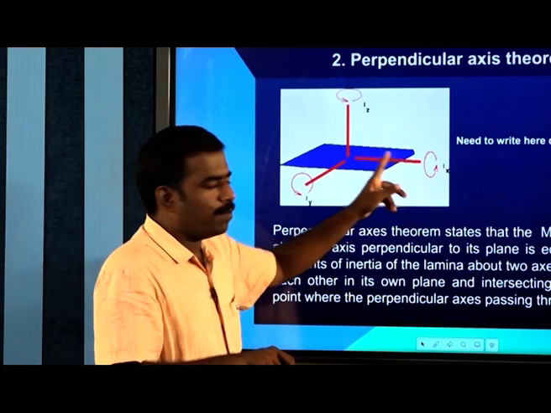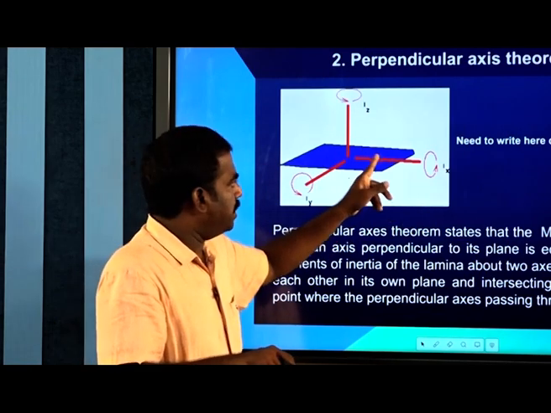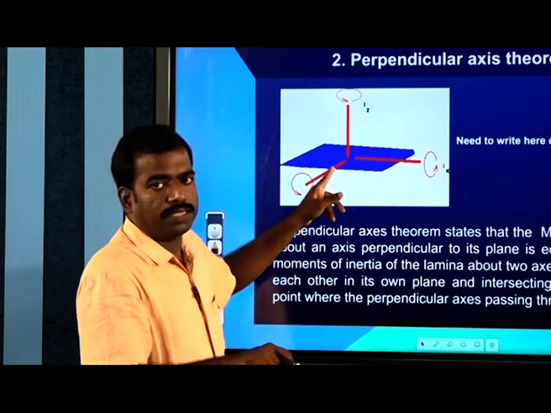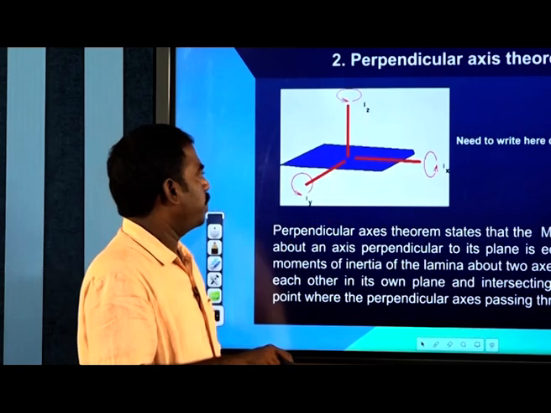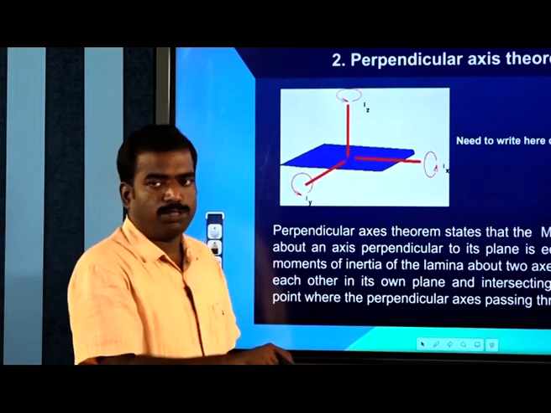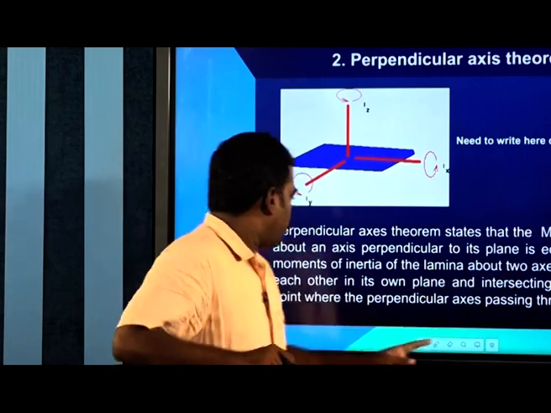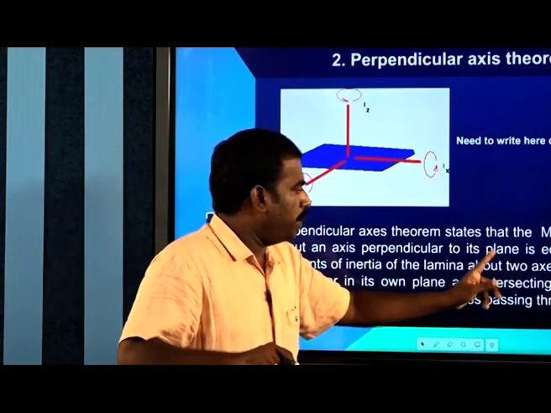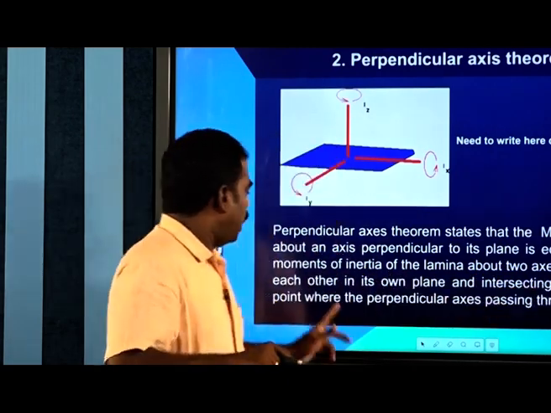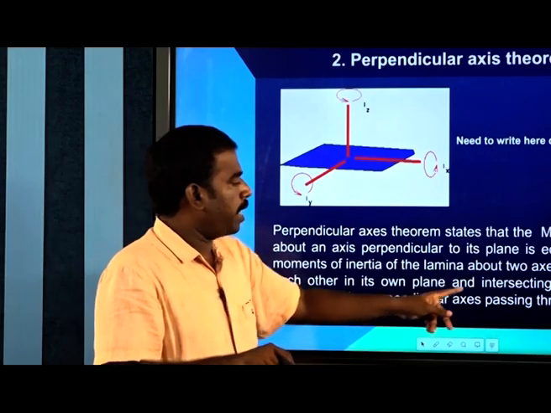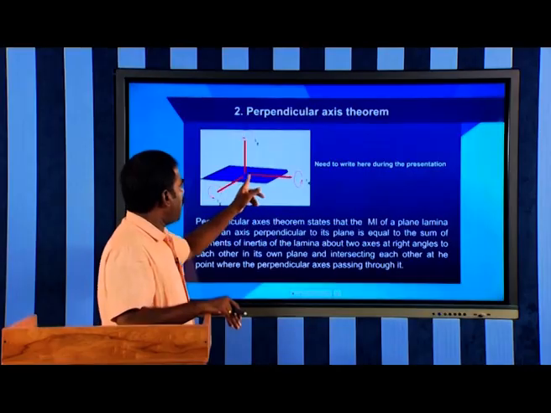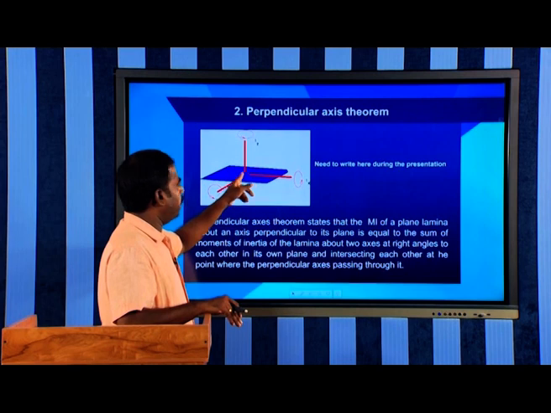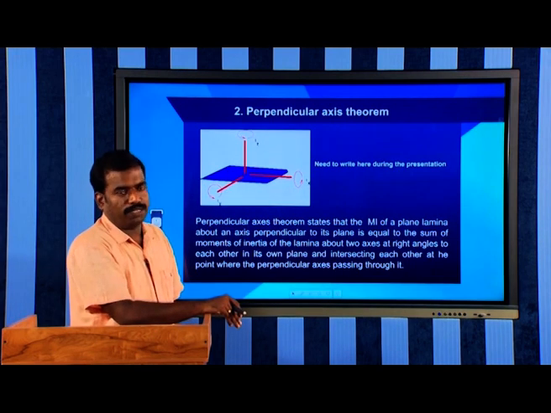Here Ix is the moment of inertia of the lamina about this axis, Iy is the moment of inertia of the lamina about this one, and these two axes are at right angles to each other. The next point is that they must intersect each other at the point where the perpendicular axis passes through.